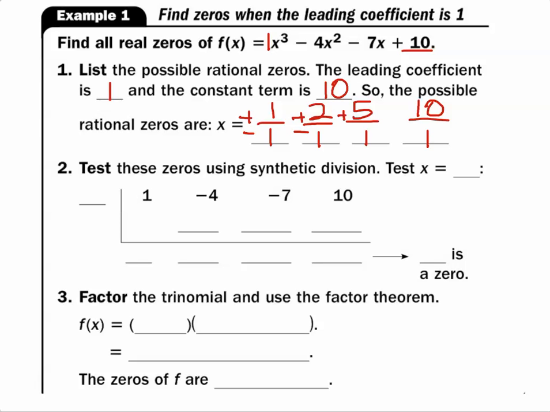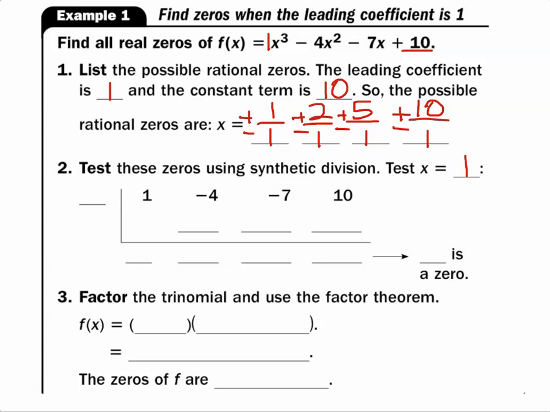That means, according to the rational zero theorem, and this will be a big deal for the rest of the unit, you have 1, 2, 3, 4, 5, 6, 7, 8 different numbers to try. Positive 1, negative 1. Positive 2, negative 2. Positive 5, negative 5. Positive 10, negative 10. That's kind of annoying. The next part says test these zeros using synthetic division. It says test x equals. I find it particularly unhelpful that you're supposed to guess which one of those 8 works.